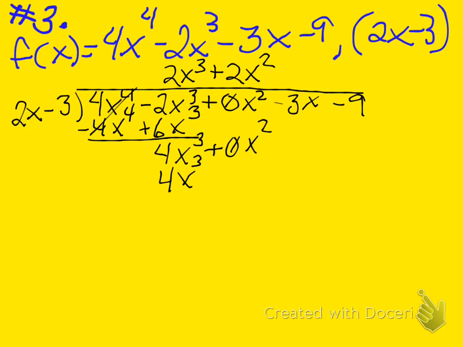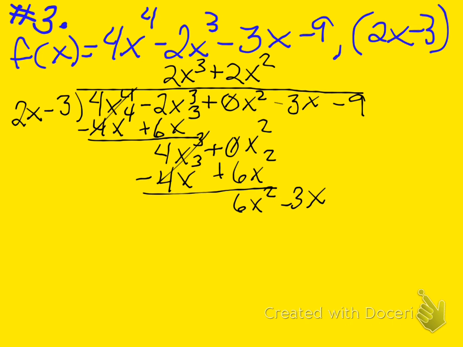Alright, I'm going to do the same thing again. 2x squared times negative 3, I would get negative 6x squared. But because we are subtracting, I need to switch the signs of both of these, and then combine the top and the bottom. So 4x cubed minus 4x cubed is just 0. And then 0x squared plus 6x squared is going to be 6x squared. Bring down the next term, or all the terms if you choose. And we're going to do it again.